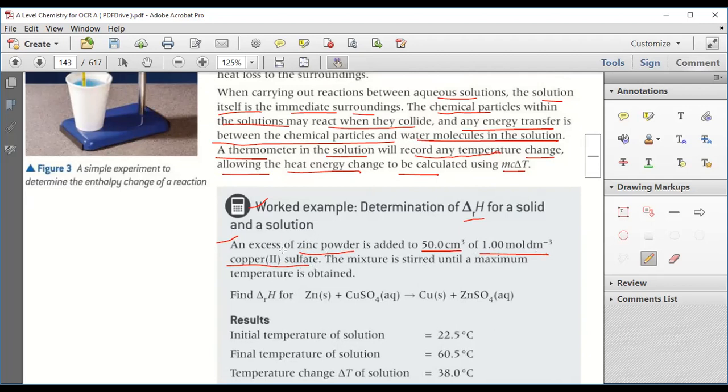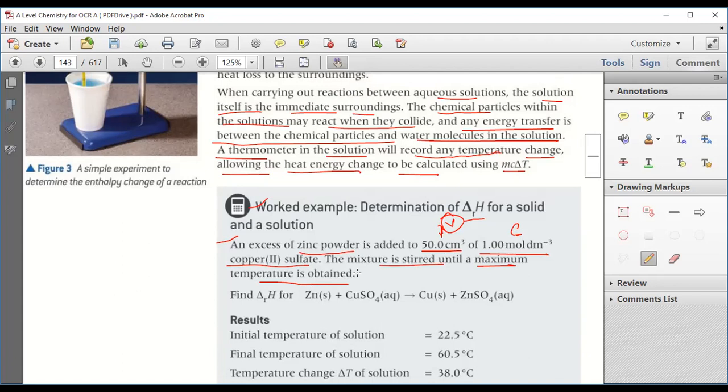An excess of zinc powder is added to 50, which is the volume of the CuSO4, copper sulfate, and 1 mol/dm³ is the concentration of the copper sulfate. Clear? This is the concentration of copper sulfate in water, and 50 cm³ of that solution is available. Now the mixture is stirred until the maximum temperature is obtained. We are just stirring it and we get a maximum temperature.